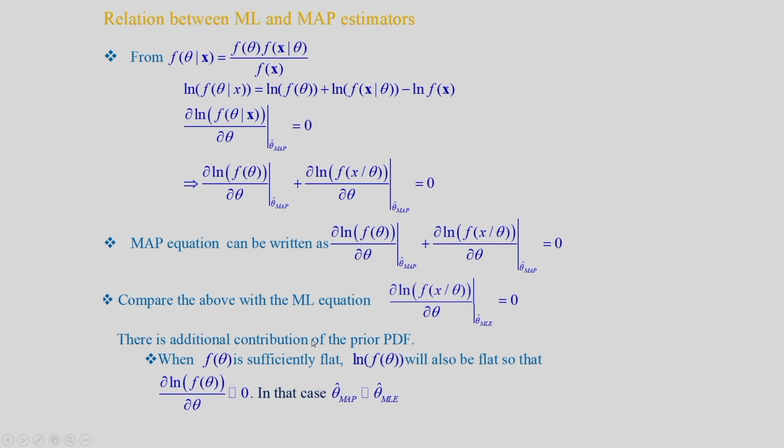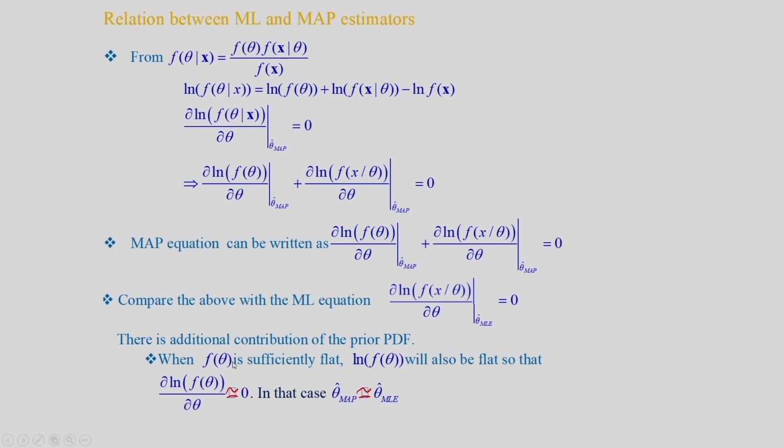There is additional contribution from the prior PDF. This is the contribution from the prior PDF. When f theta is sufficiently flat, in that case log of f theta will be also flat, so that this quantity del theta of log of f theta will be approximately equal to 0. So, this will be approximately 0, so that theta hat MAP will be approximately equal to theta hat MLE.